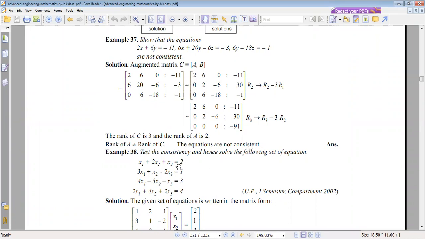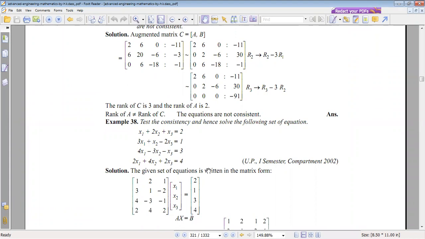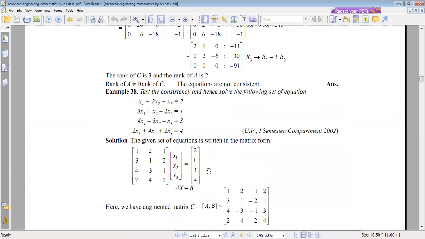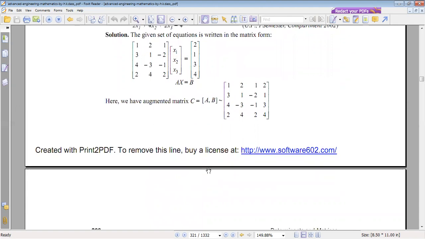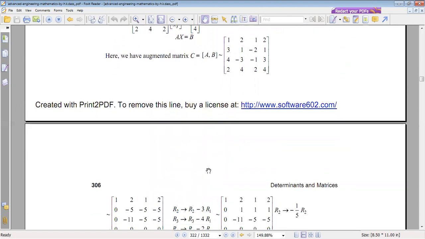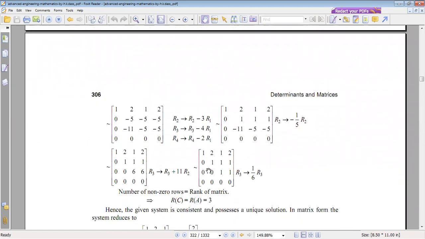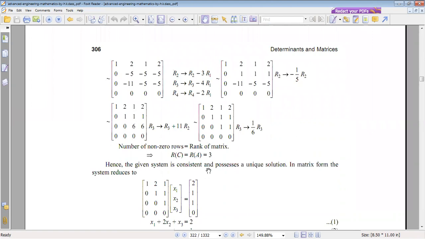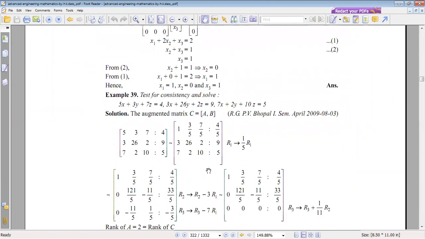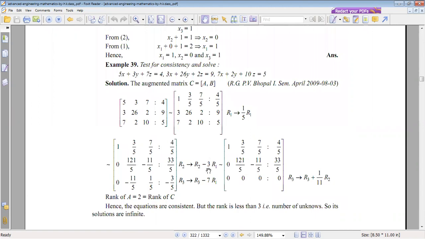Okay, clear? And the second one, you got the system is consistent and it has a unique solution. Clear? This is the second one. And what is the third one? The third one is what? The rank of the matrix and the rank of the augmented matrix is less than the number of unknowns. So it has infinite number of solutions.